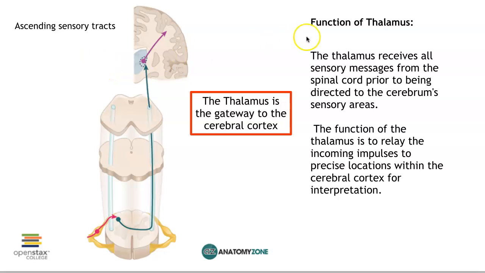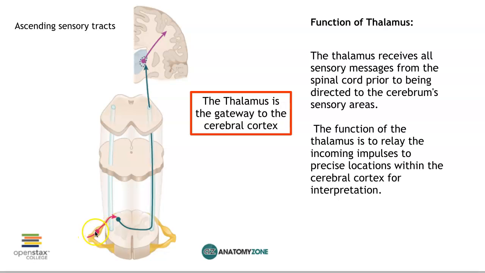So what is the function of the thalamus? There's lots of gray matter. The thalamus is just a big collection of gray matter. So that means there's a big collection of cell bodies. Cell bodies of what? Of interneurons. This is just all interneurons up here. So remember this. Sensory input comes in through the dorsal root.